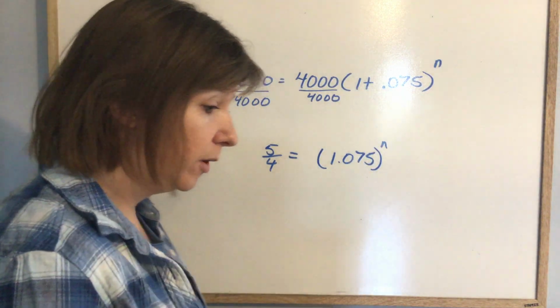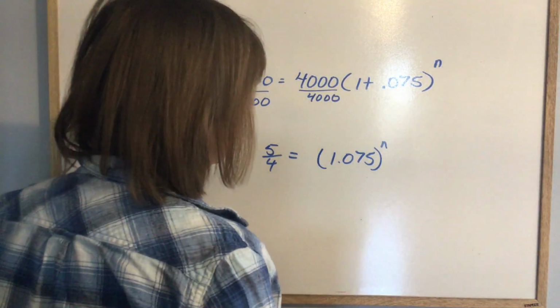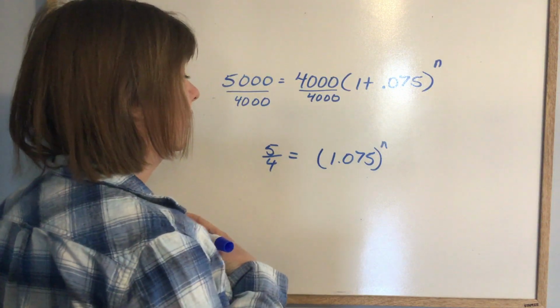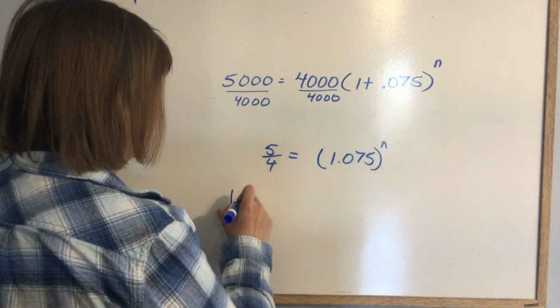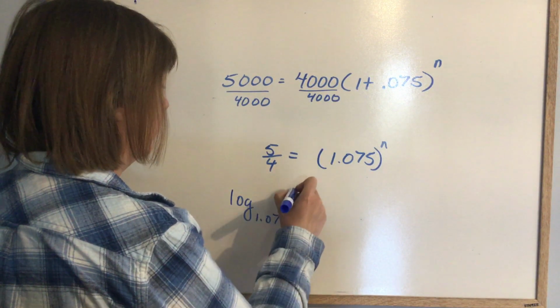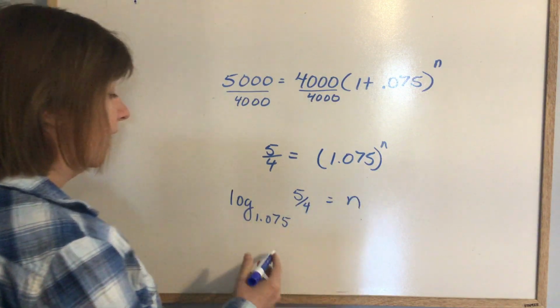to the n. Now what it wanted you to do was solve for the variable, in other words, figure out what n should be. So I would personally change this to logarithmic form. So log of base 1.075 of 5 over 4 is equal to n.